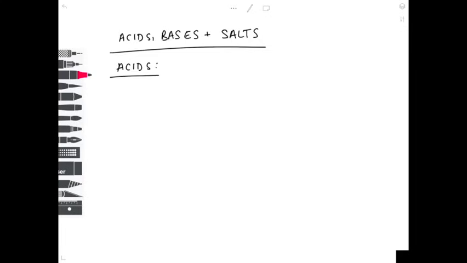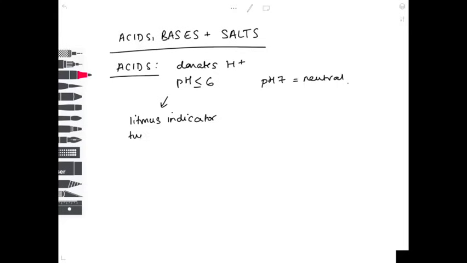Let's look more closely at the topic of acids, bases, and salts. Now, first of all, we need to start by listing the properties of acids. Now, we know an acid donates hydrogen ions. It has a pH of less than or equal to 6, because remember pH 7 is neutral. And because of this low pH, remember it turns litmus paper, which is a type of indicator to show how acidic or alkaline a substance is, and that will turn red.